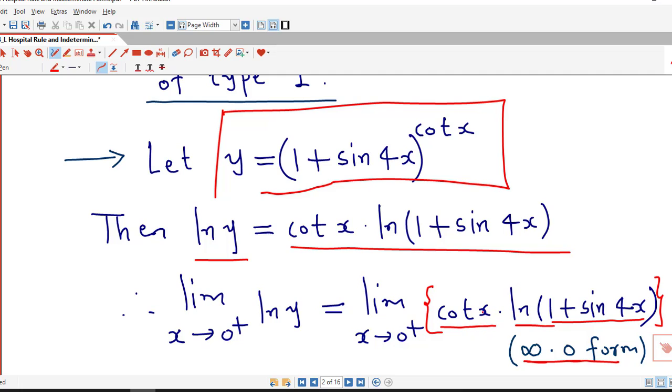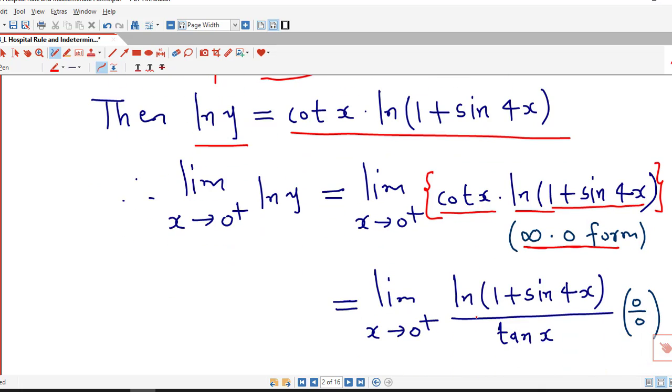So we can rewrite this product as log of 1 plus sin 4x divided by 1 over cot x, which is tan x. Now if we take x approaching 0, then we have log 1, which is 0, and tan 0 is 0. Therefore this is an indeterminate form of type 0 by 0. So we can apply L'Hospital rule.